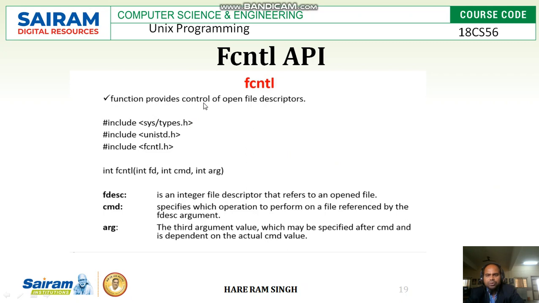This function provides control of an open file descriptor. The prototype is fcntl, integer fd, integer command, and integer argument. The file descriptor fd is an integer that refers to an open file. As I said, for every file there is a file descriptor value which represents that file, and that's an integer value. So the first argument is the file descriptor.